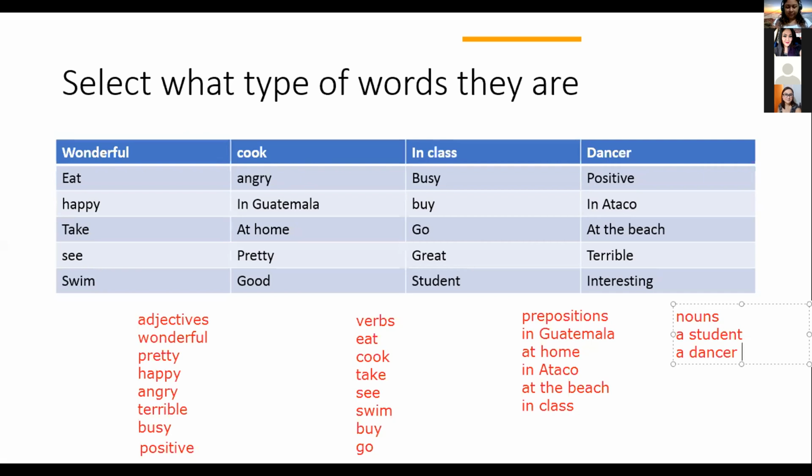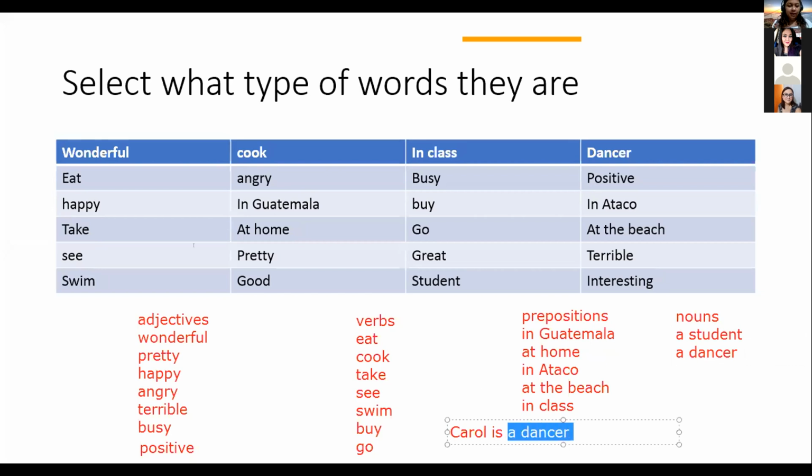I found on the internet that a student and a dancer, for example, in context may be "bailador" as an adjective and "estudiantil" as an adjective for student. Yes, but this is in the case that you use this as a complement of your sentence. For example, when you say Carol is a dancer, look. Okay, this is the complement of your sentence.